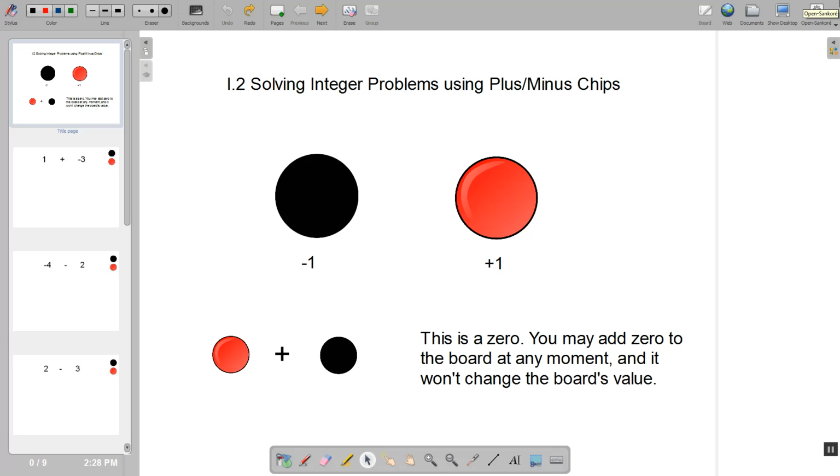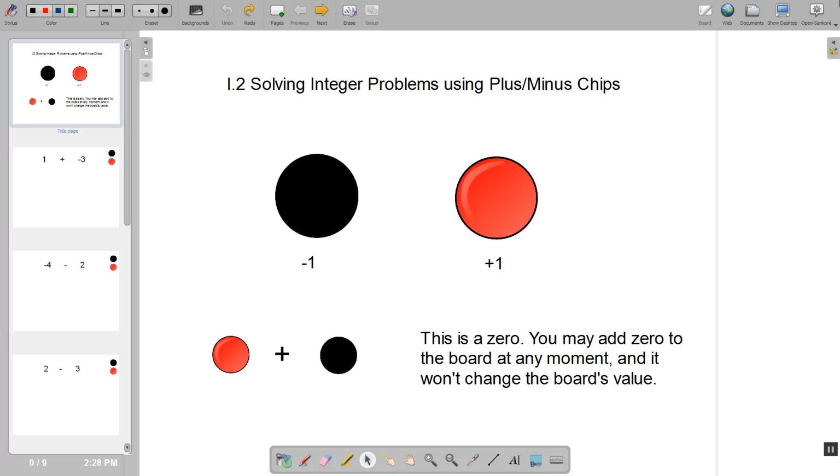As a quick review, last time we talked about how adding zeros to the board doesn't change the board's value at any point. So remember, you can add as many zeros as you want. You could subtract as many zeros as you want. In fact, your board has an infinite number of zeros on it before the problem starts.